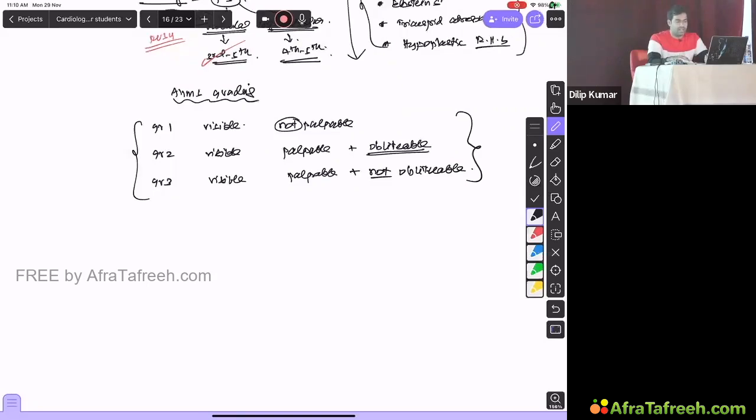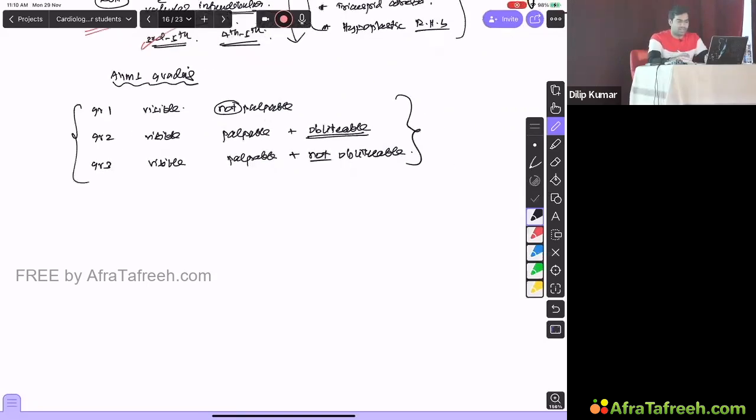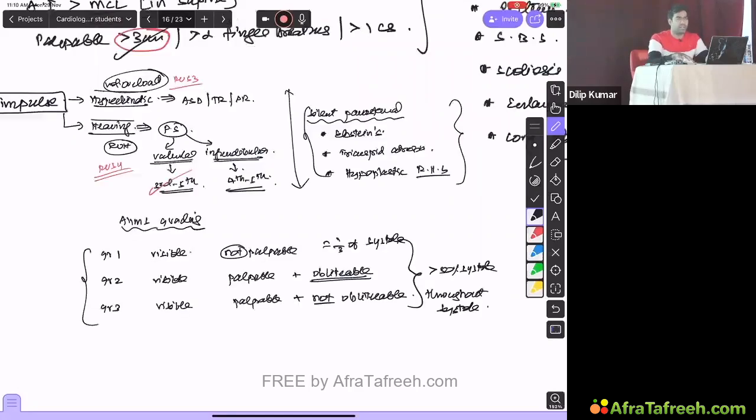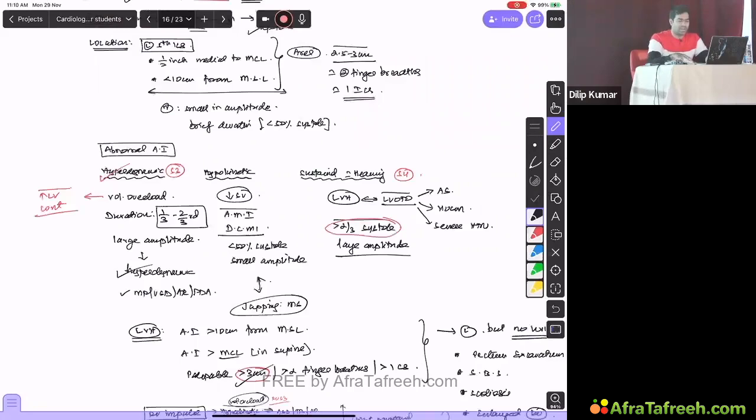And generally, grade 1 will be there for approximately only one third of the systole. Grade 2 will be more than 50% of the systole. And grade 3 will be throughout systole. Do you understand? So these are just definitions. These are MCOMS grading for parasternal heaving because of right ventricular hypertrophy.